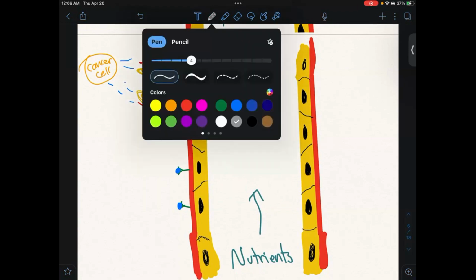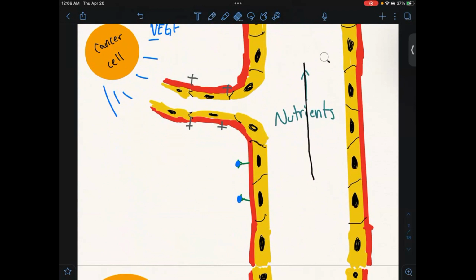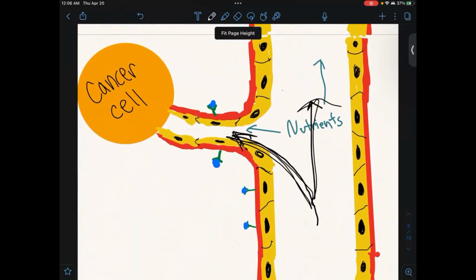So I'm going to scroll down and you can see here that the nutrients are going this way normally, but with the addition of this new hole over here, they're going to start moving towards it. And you can see that the cancer cell now has access to all the nutrients in the blood, and it has made a diversion from the blood vessel to the cancer cell. This is just one of the ways that a cancer cell can create the perfect microenvironment for itself.